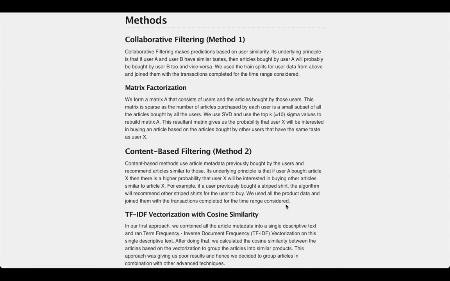As part of the matrix factorization, we formed a matrix A that consisted of users and the articles bought by those users. Following this, we use SVD and use the top k sigma values to rebuild matrix A. This resultant matrix gives us the probability that user X will be interested in buying an article based on the articles bought by other users that have a similar taste as user X.